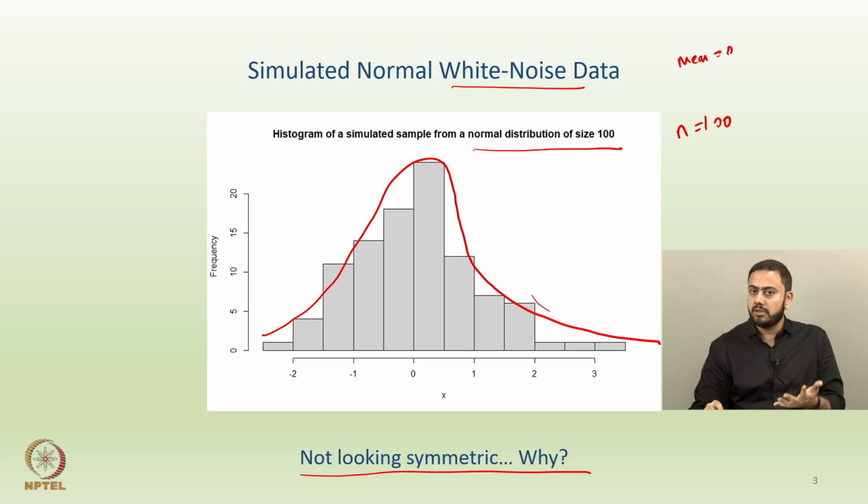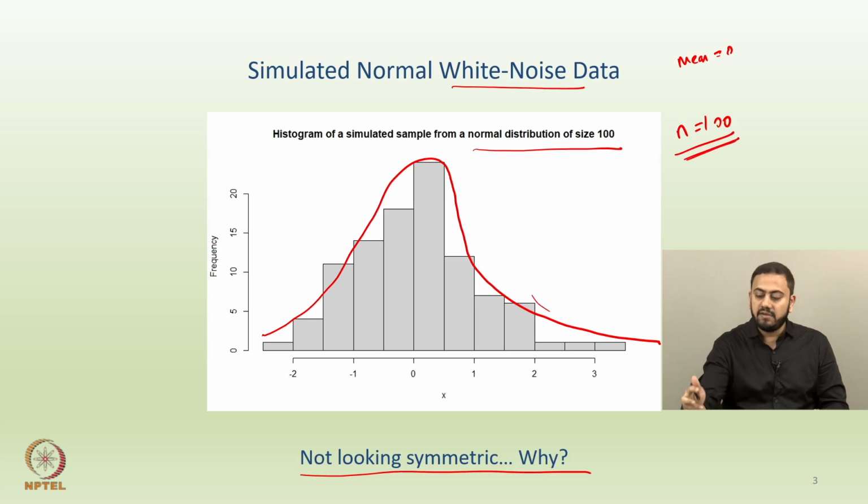Because the underlying distribution is normal, right. So, you have simulated from a normal distribution. So, why is it not showing you a perfectly symmetric kind of graph? And the answer to this question is that the sample size is relatively small. We are only looking at 100 observations here, right.